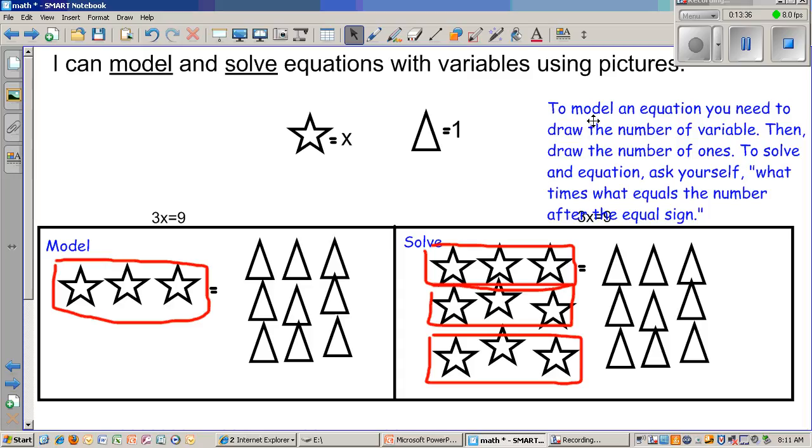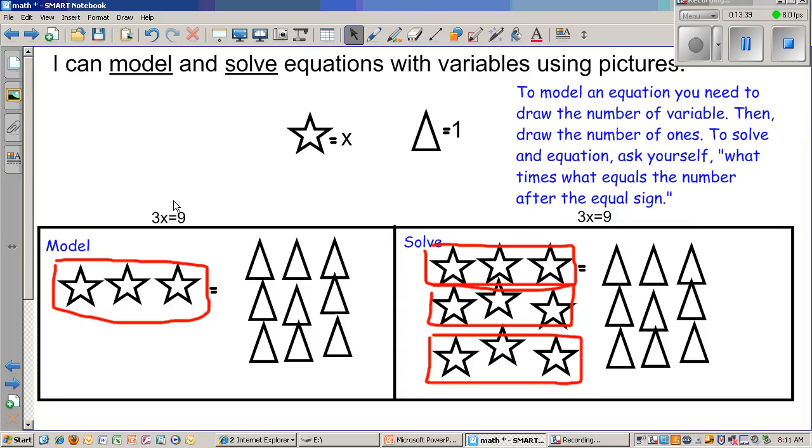All right. So now you know how to model, you know how to solve equations, and you also know how to explain in words how to model and solve equations. So that's what you're going to do.